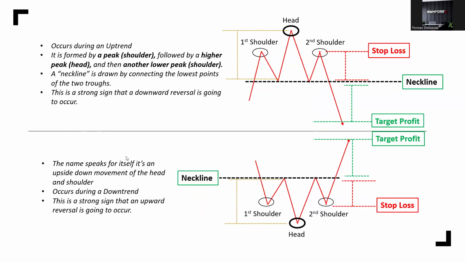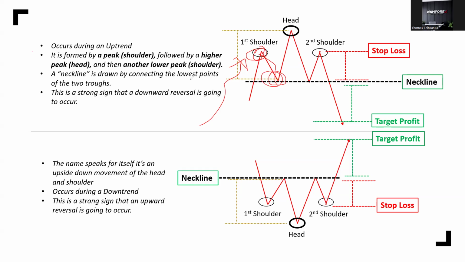Okay, moving forward, we have what is known as the head and shoulder patterns. This one occurs either in an uptrend or downtrend. The first one is formed by a peak, okay? This peak is known as the shoulder. This is the first shoulder, assuming the market was going up. Then from there, it retraces, creating the first neckline, okay?